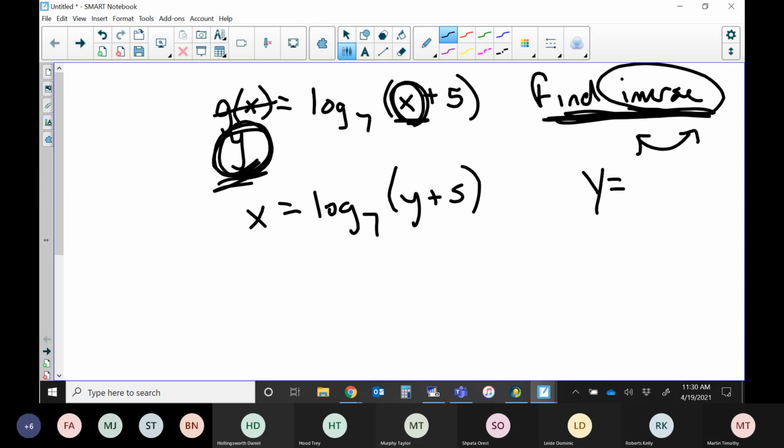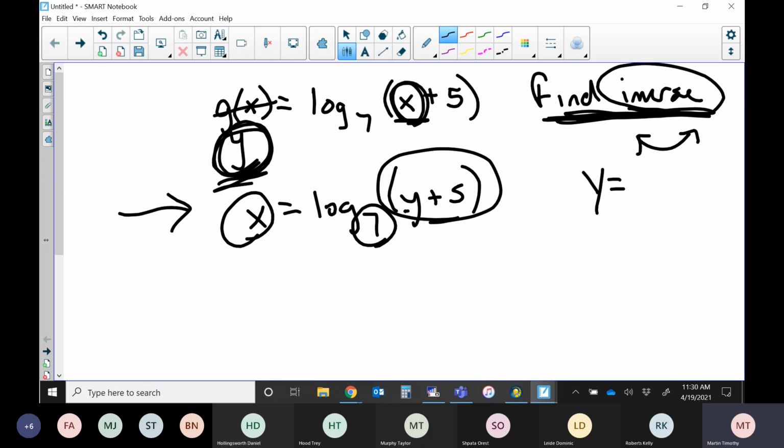So do I have some base? Do I have something right next to it? And do I have just an answer? Yes, which means this form is no good for me because I cannot get y isolated. So I'm going to change it to power form. And when I do that, I get 7^x equals y plus 5.